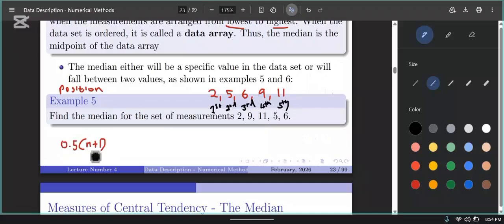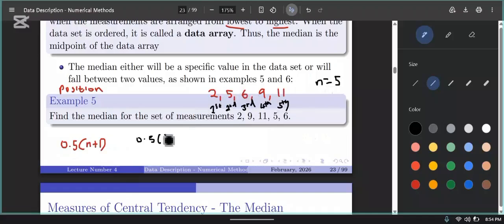So how do you use it? You simply replace n. What is n? N is the number when you count the numbers 1, 2, 3, 4, 5. So there are 5 of them. So this is what you put here. So it's going to be 0.5 brackets n. N is 5 because there are 5 numbers here.